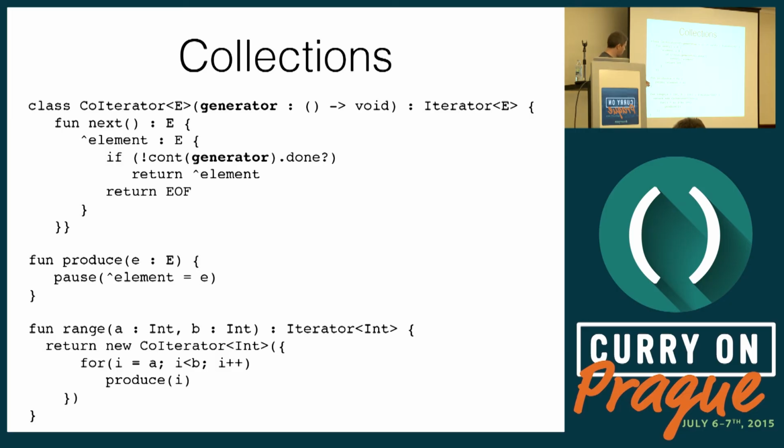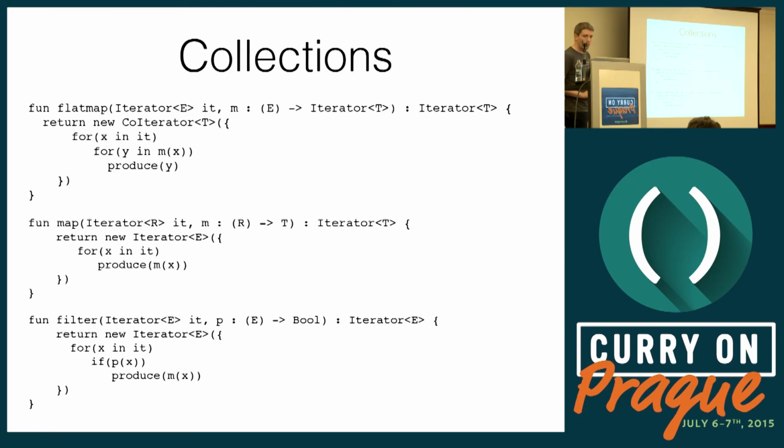And how do we use that? So, for example, this is the range function and returns an iterator of a collection or a sequence of numbers between A and B, and it's simply a for loop that calls produce with every number. And this is produced lazily. We could also have an infinite range. And with that, I'm not going to go into details because I think I'm out of time. But you can implement flat map and filter, and they are very, very simple.